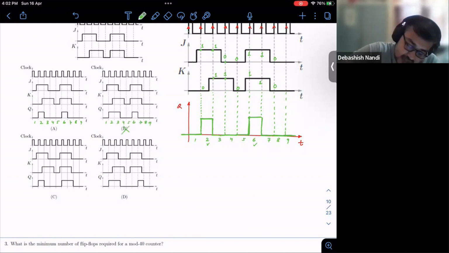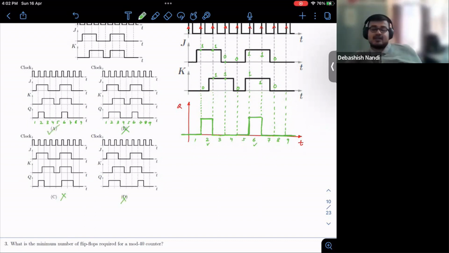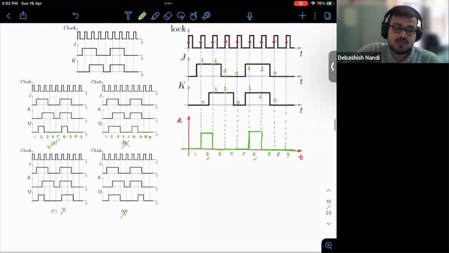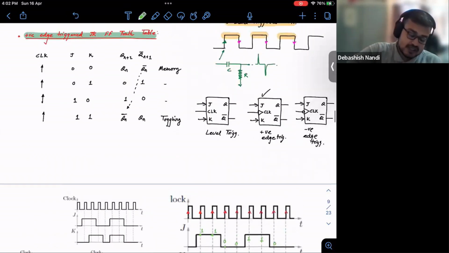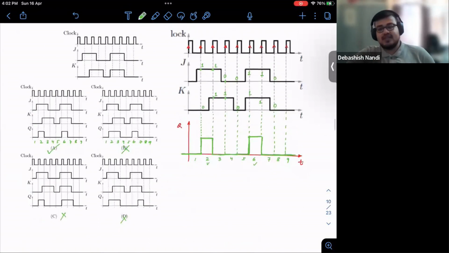So obviously B is not correct. This is also not correct, and this is also not correct. So A would be your right answer. Okay. So in this way you can cross check that. Just let me check whether I have received the right answer. Yes. So A is your right answer. Okay. So in this way you can check how this positive edge triggering works. You just need to be familiar with this table. This table you should be understanding very well. Then this is just very easy.